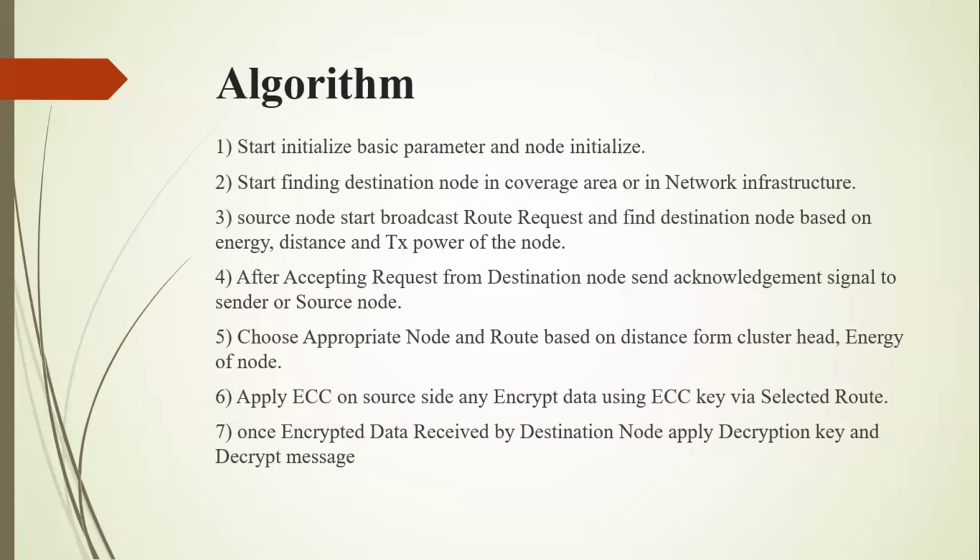Next, start finding the destination node in the coverage area and network infrastructure. Of course, we are finding the destination node, whether it is in our area or in some other network. Third is the broadcast request. If the destination node is not available in our network, then we can simply broadcast and find the destination node. Once we find the destination node, the sender sends the acknowledgement to the receiver. The receiver receives it, and after that, the sender sends the data using ECC, AES, and MANET.